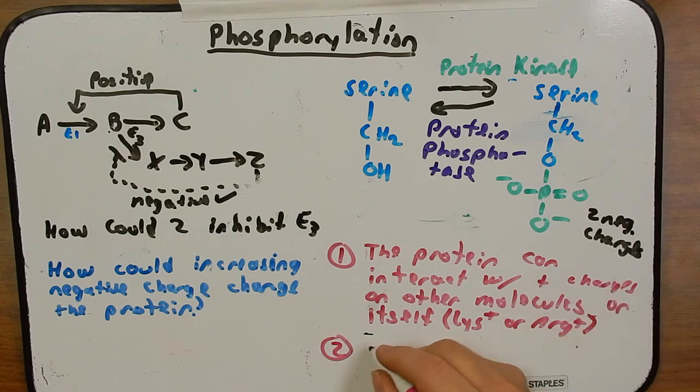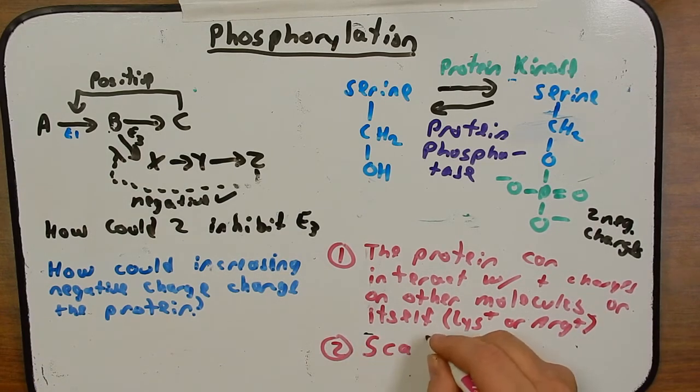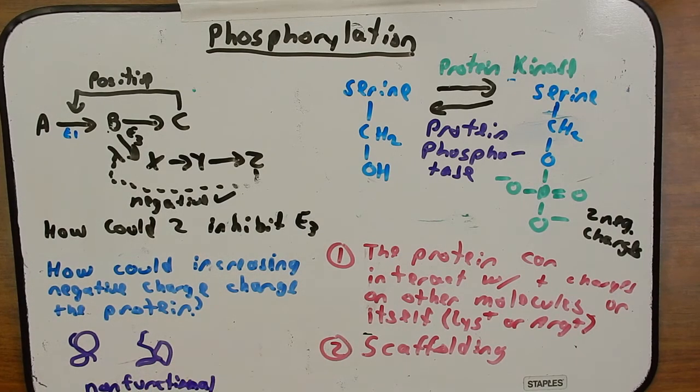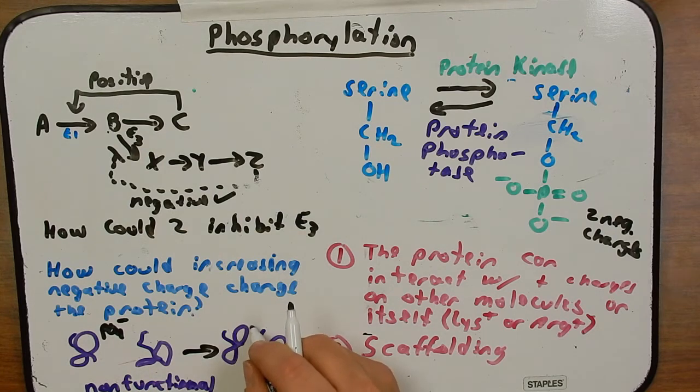Another way these positive charges can help is through something I'm going to call scaffolding. So in talking about scaffolds, I want to draw something over here. Let's say we had two monomer proteins that were non-functional on their own. But let's say adding a phosphate group to one of them, adding that negative charge, enhances the ability of these two to bind. And so now they're connected here at this phosphate group. And now this dimer that I just drew here is functional.